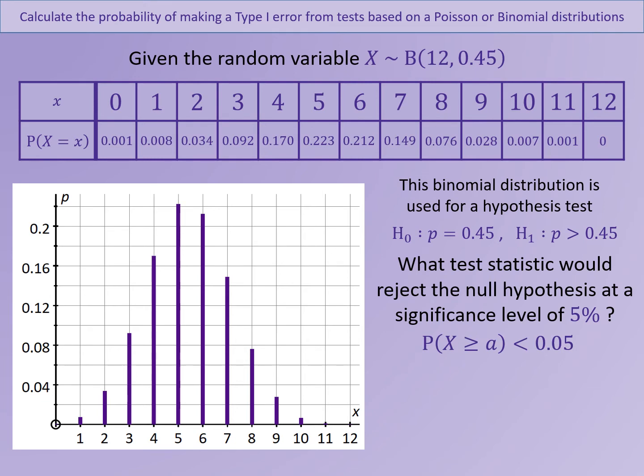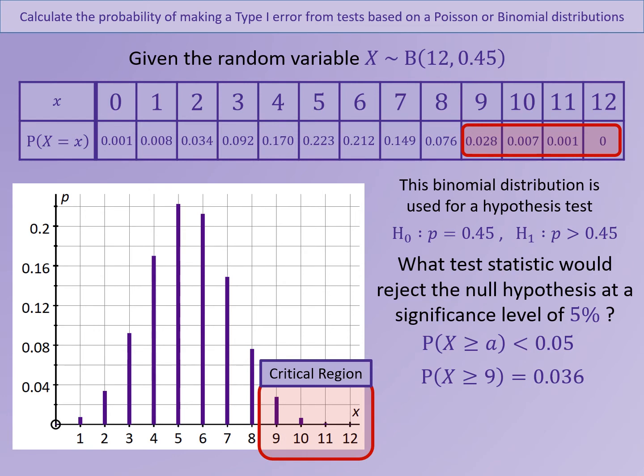So in this case, we are considering the value of a such that the probability x is greater than or equal to a is less than 0.05. So we're going to add the probabilities together, but going from the right hand side until we get to a value just below 0.05.